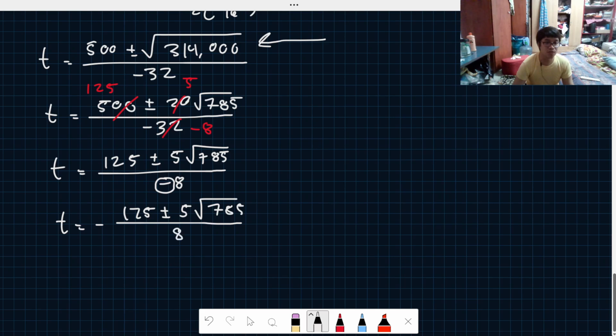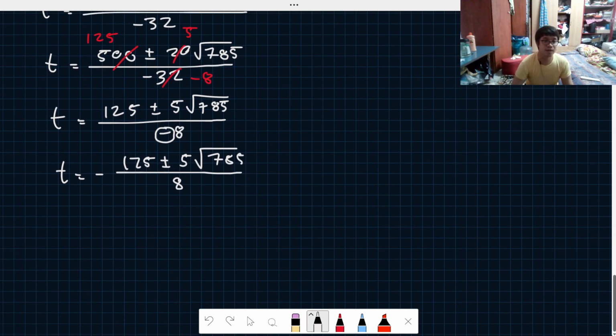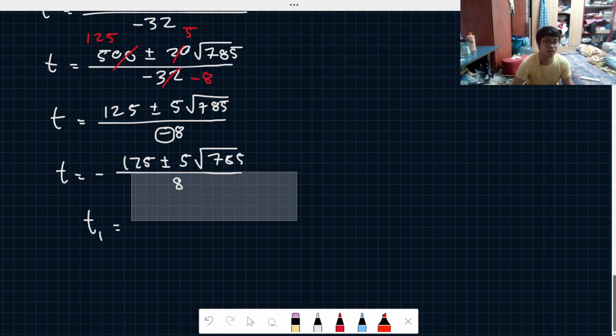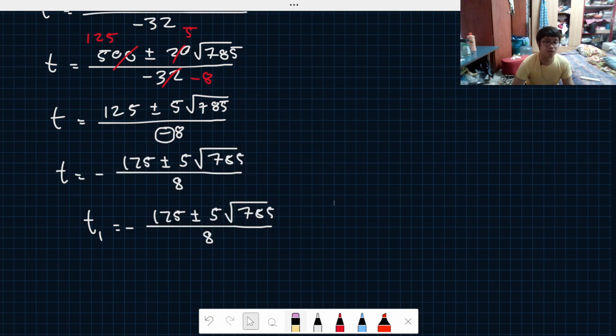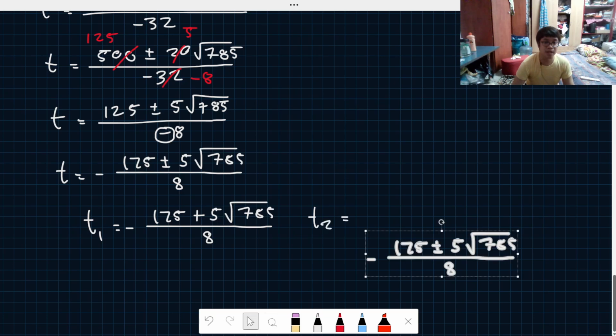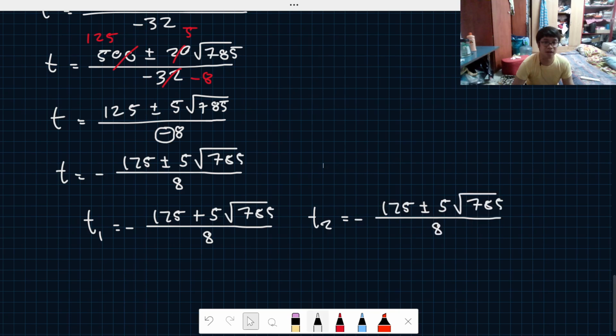Notice that you have plus minus. That means you have two values for your time. One is with plus instead of minus, and the other is with minus instead of plus. So minus 5 square root of 785.